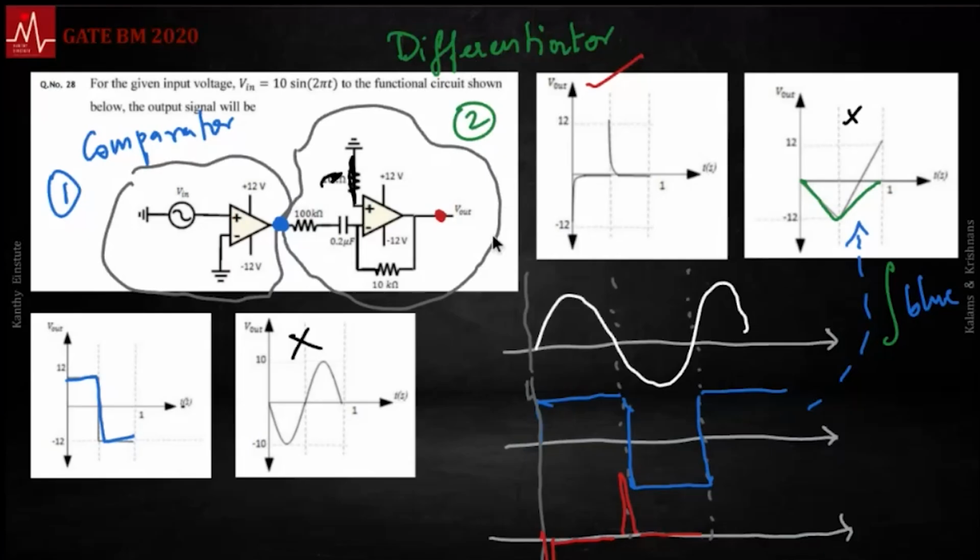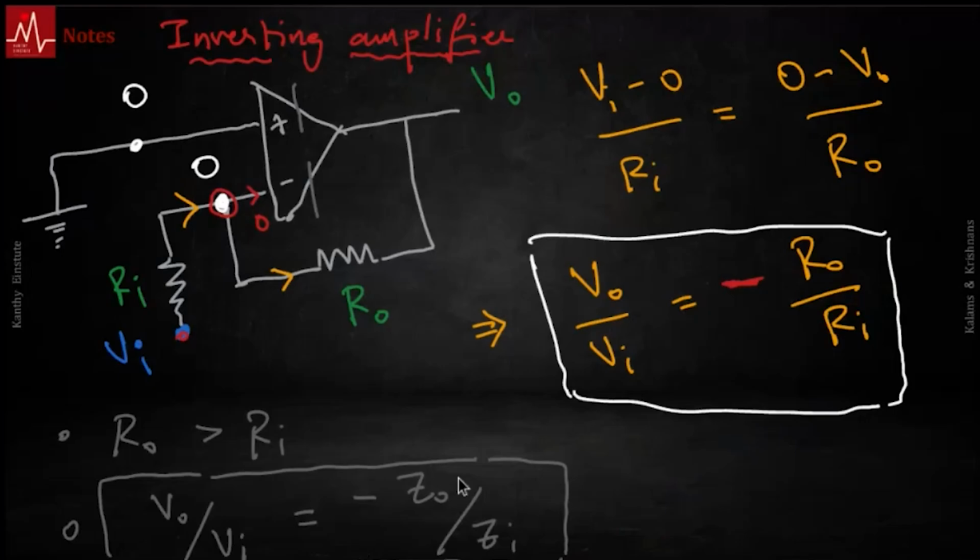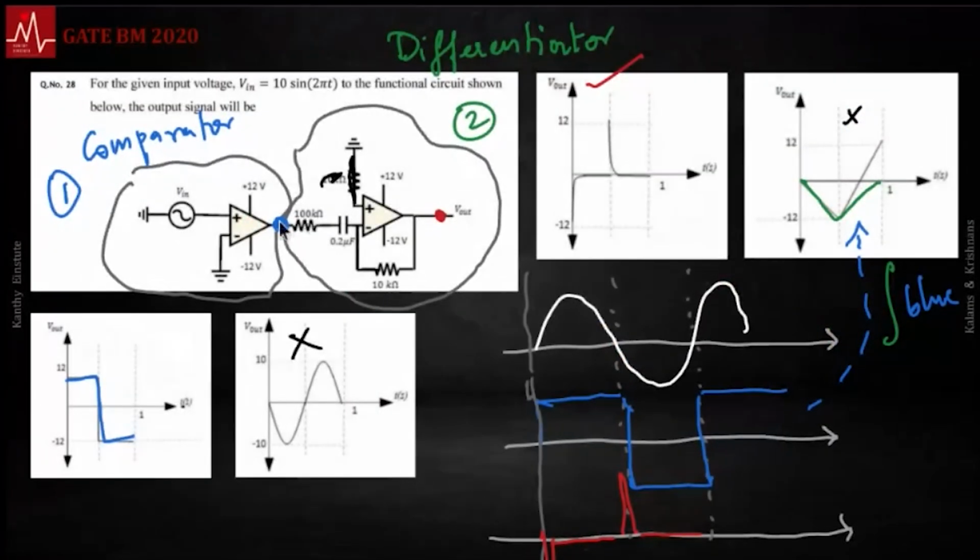Some of you might wonder, what is this differentiator integrator business? Let me quickly answer that also. I suppose most of you remember this. Now there is a mnemonic. If the capacitor is at the input, it's a differentiator. If the capacitor is in the feedback loop, it's an integrator. Let's quickly see that.